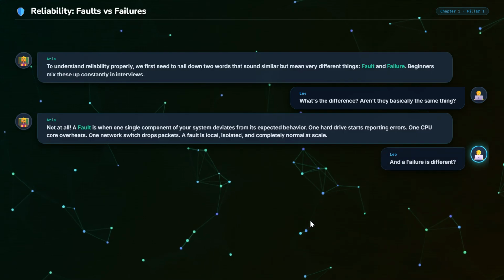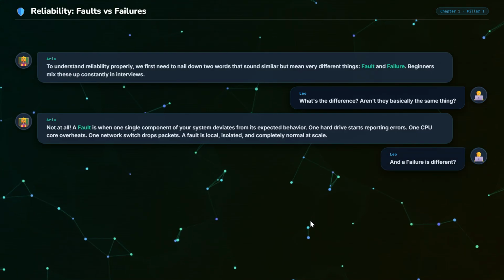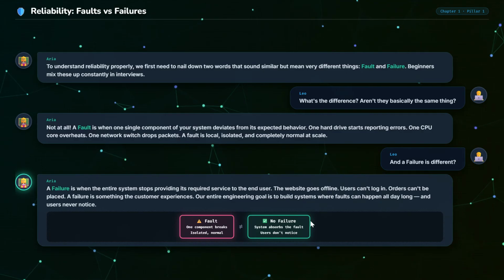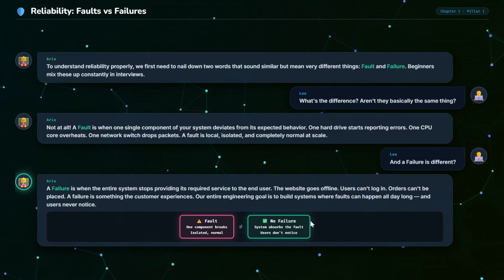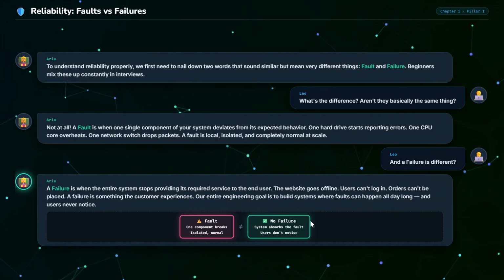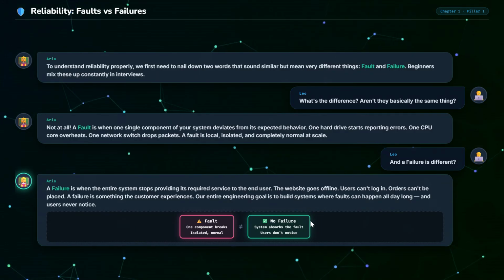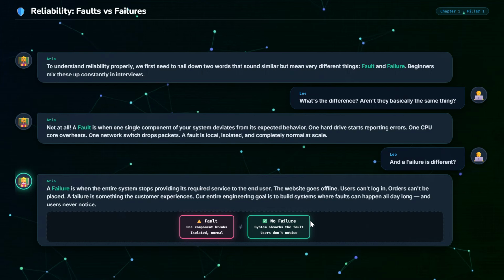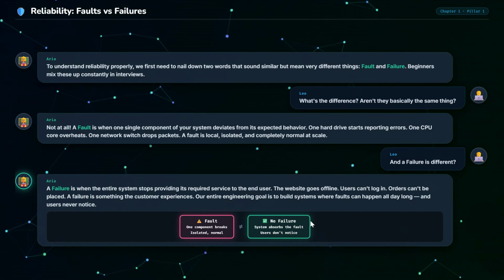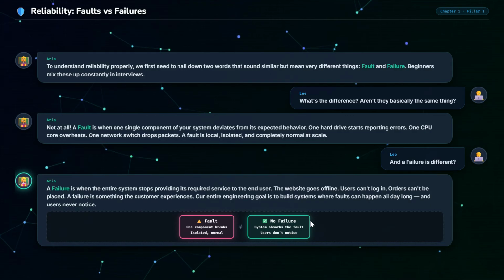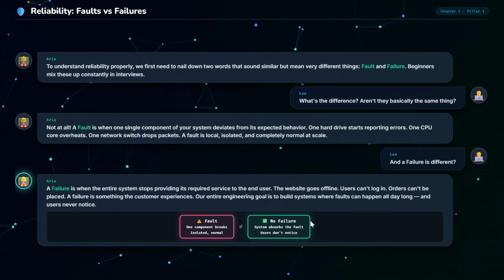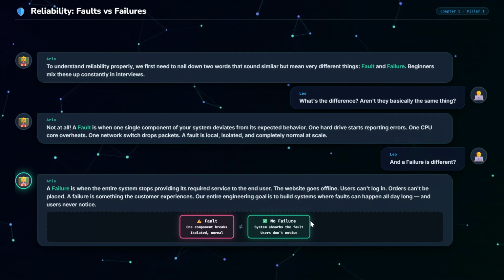And a failure is different. A failure is when the entire system stops providing its required service to the end user. The website goes completely offline. Customers cannot make purchases. Messages fail to deliver. A failure is something the user experiences and complains about. Our entire engineering mission with reliability is to build systems where faults can and do happen all day long, yet the user never feels any impact whatsoever.